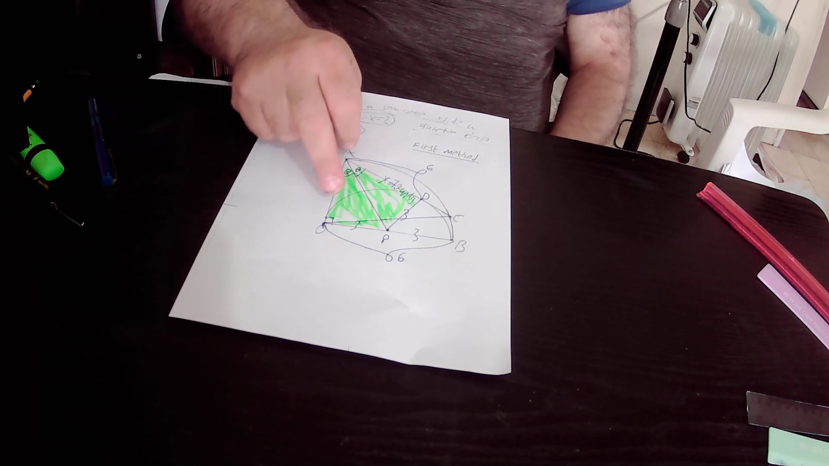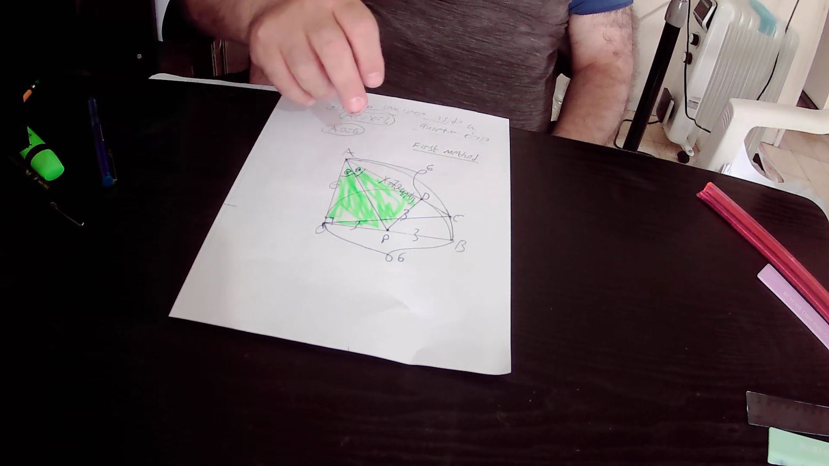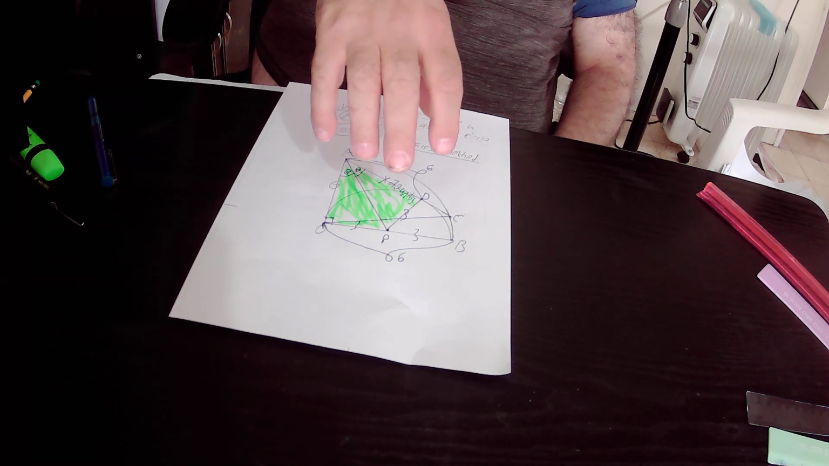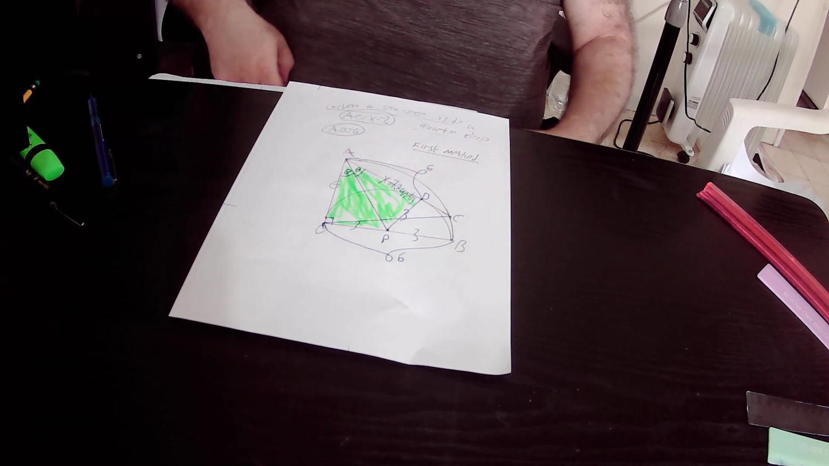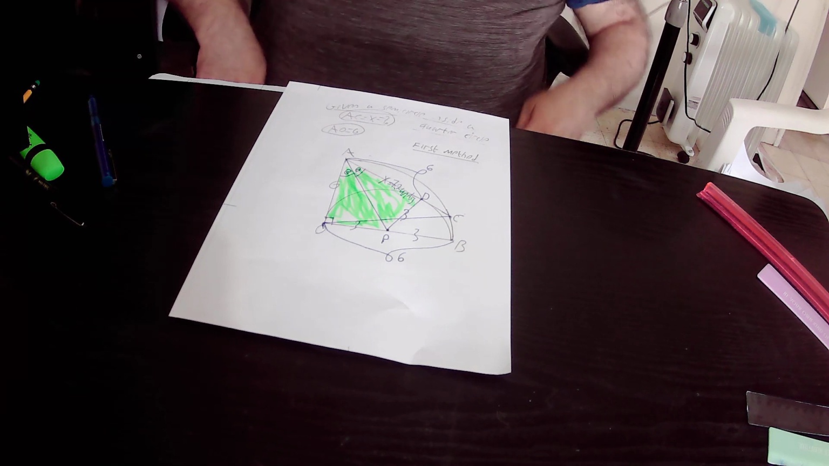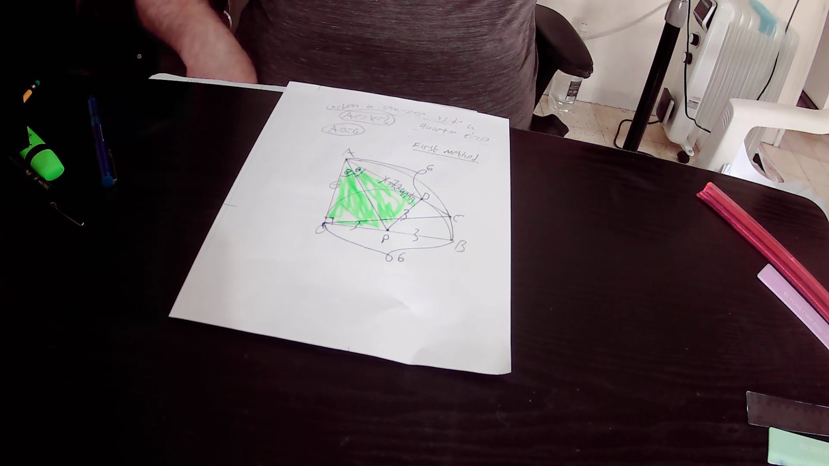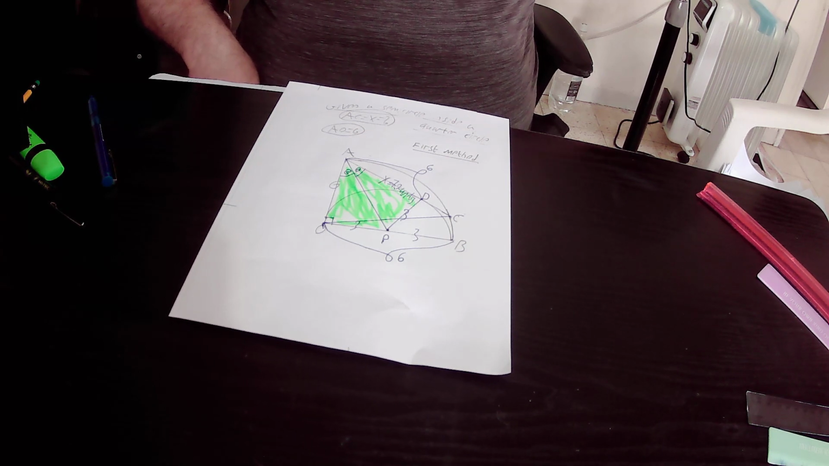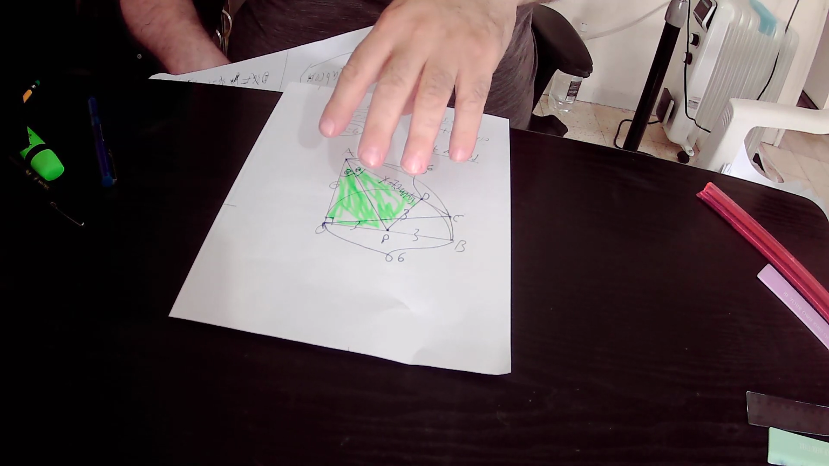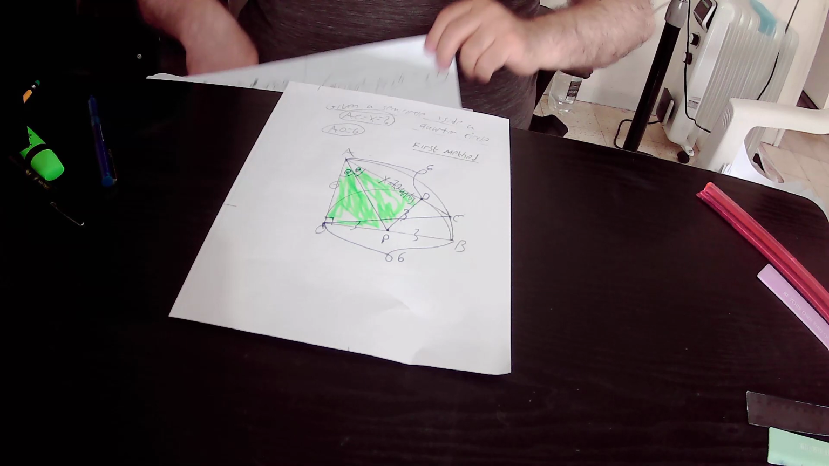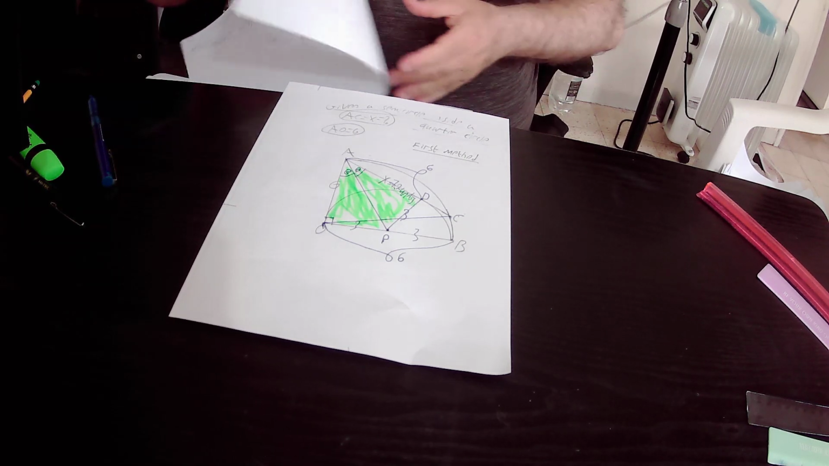Then we join points O and C together by a straight line. In this way we created triangle AOC, and then I presented to you the law of cosines, and we implemented the law of cosines in this triangle, triangle AOC. So what is the law of cosines?